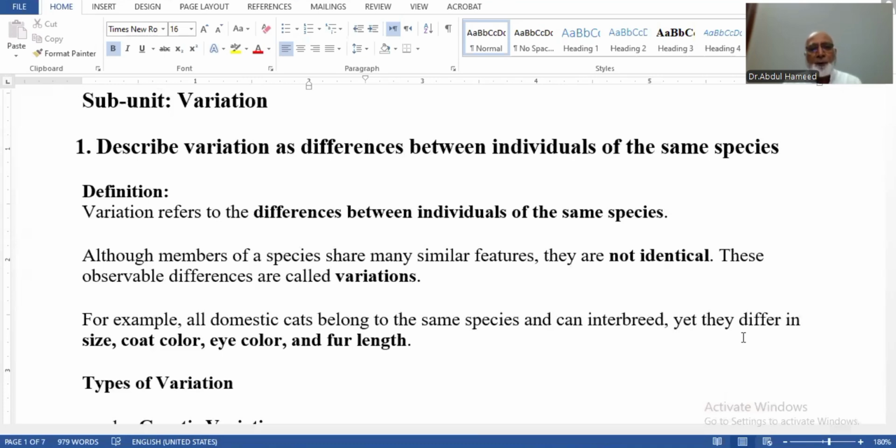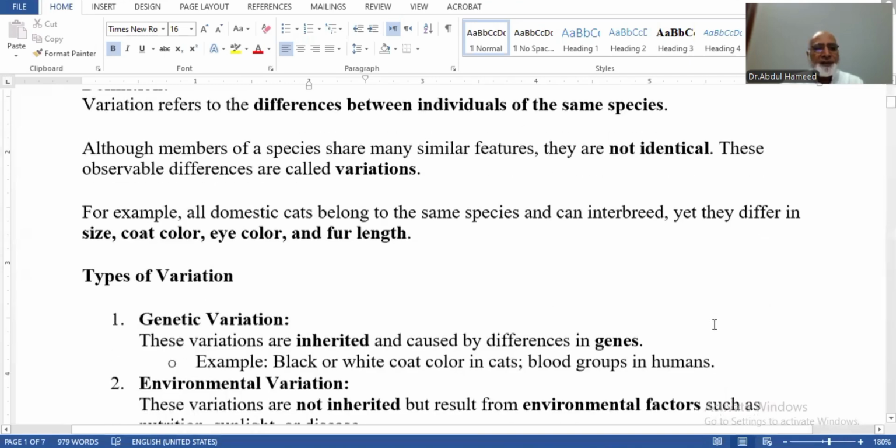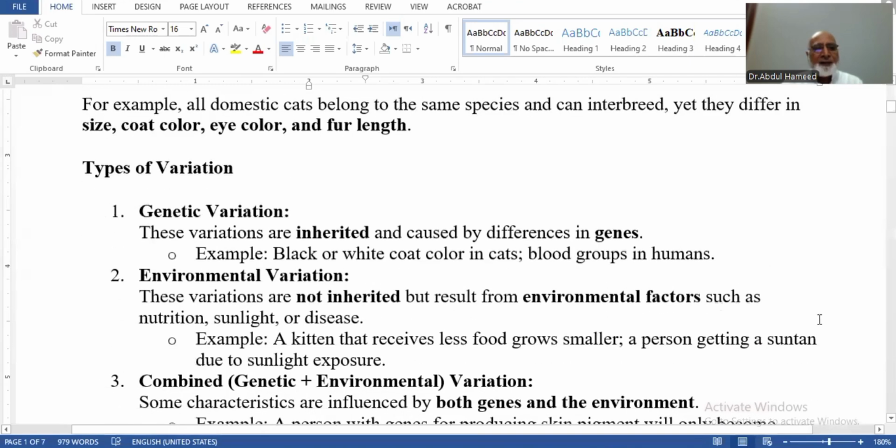For example, all domestic cats belong to the same species and can interbreed with one another freely in nature, yet they differ in size, coat color, eye color, fur length, and even different other aspects. So types of variations are different. For example, genetic variations. So these variations are inherited and caused by the differences in genes. For example, black or white coat color in cats, blood group in humans, seed shape in pea plant.